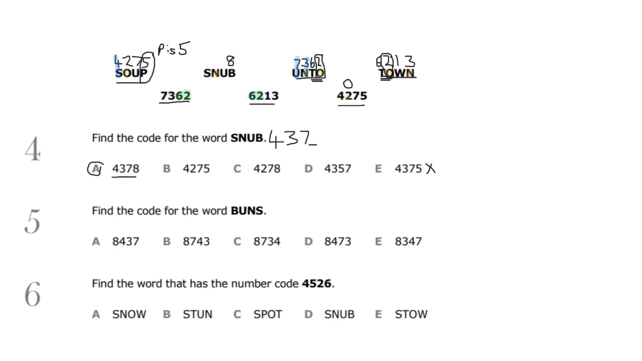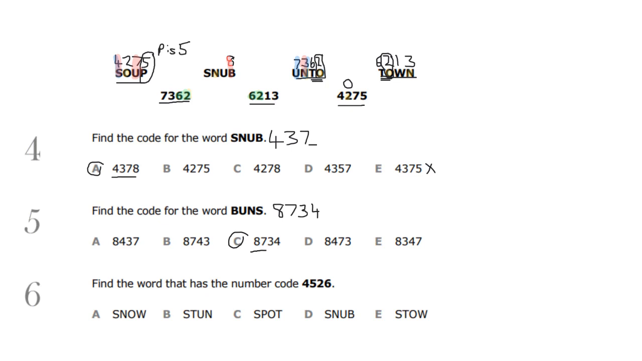And moving on to question 5. Find the code for the word buns. So B is an 8, U is a 7, N is a 3, and S is a 4. So we can see that the answer is C, 8734.